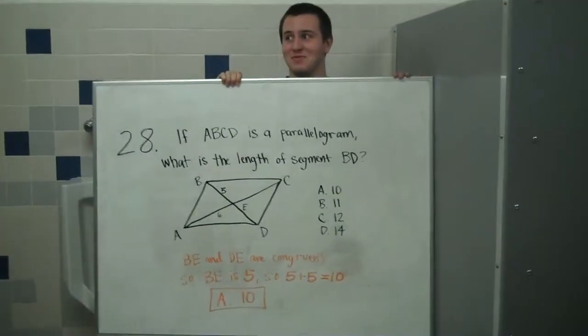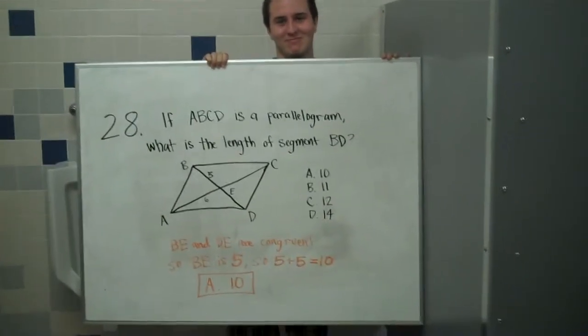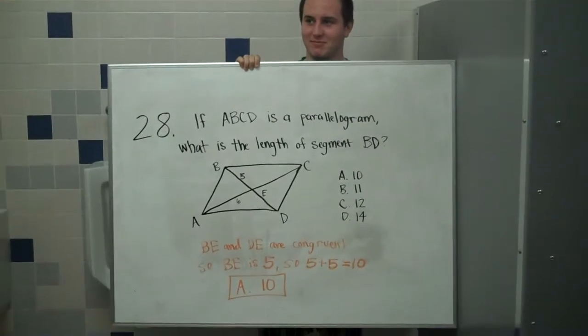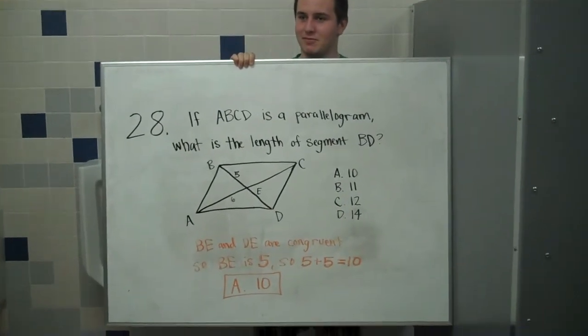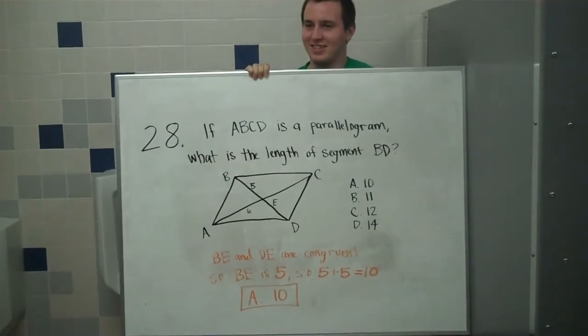Problem number 28. If ABCD is a parallelogram, what is the length of segment BD? BE and DE are congruent, so BE is 5, so 5 plus 5 equals 10. And A is 10. So the answer is A, 10.